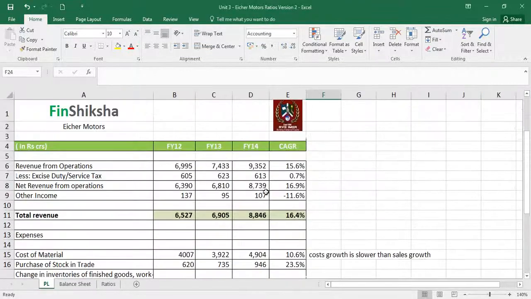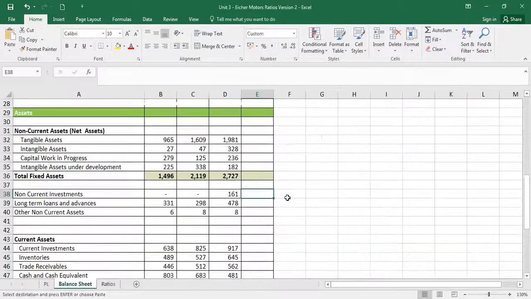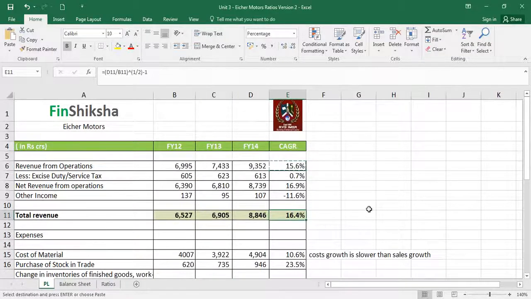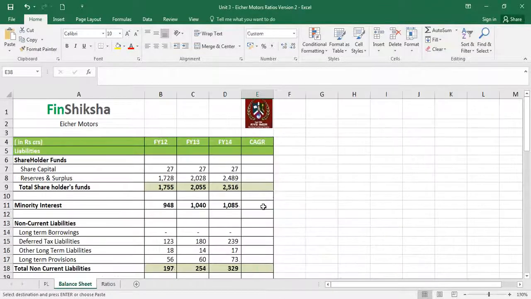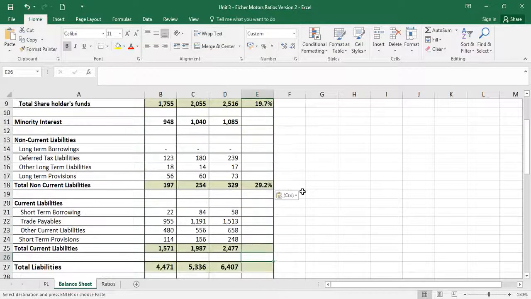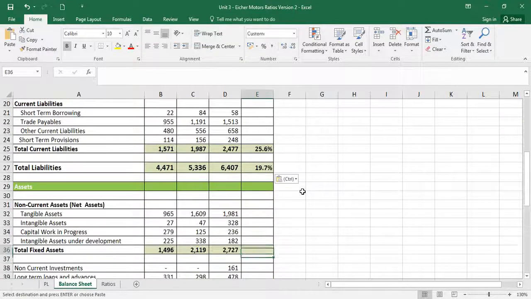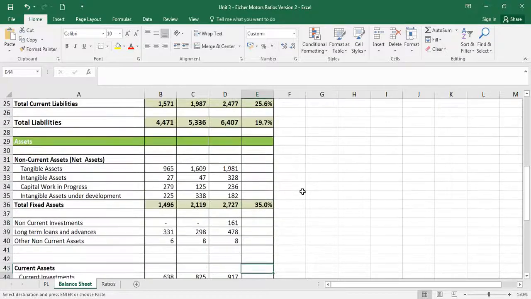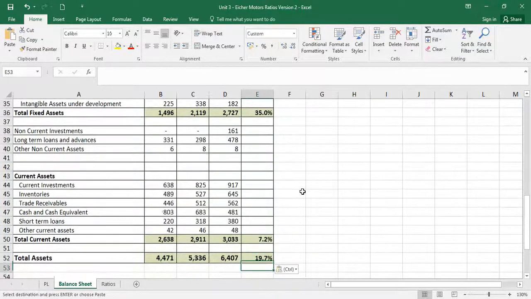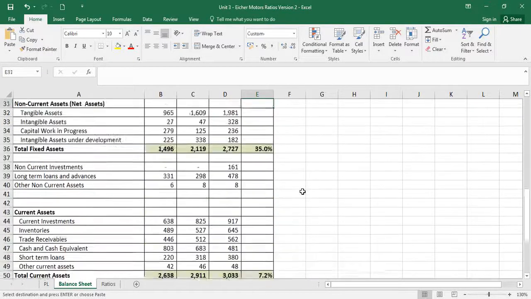We can also calculate the same ratios on the balance sheet. Now in balance sheet, obviously, all of it is not really too relevant. So what we're going to do is only the major headers is what we are going to calculate the CAGR on, right? So that's the CAGR on non-current liabilities, current liabilities, total liabilities. That's the CAGR on fixed assets. Look at that, 35% CAGR, and current assets is a 7% CAGR, leading to a 19.7% CAGR.